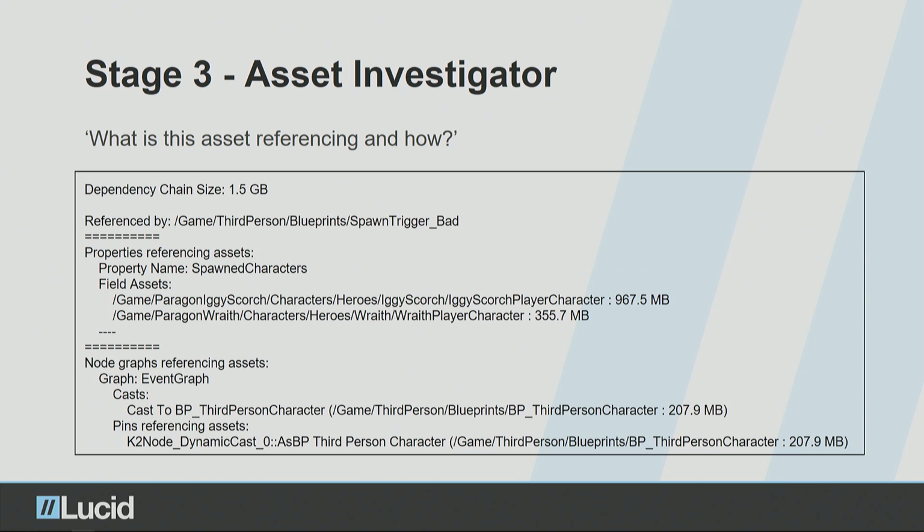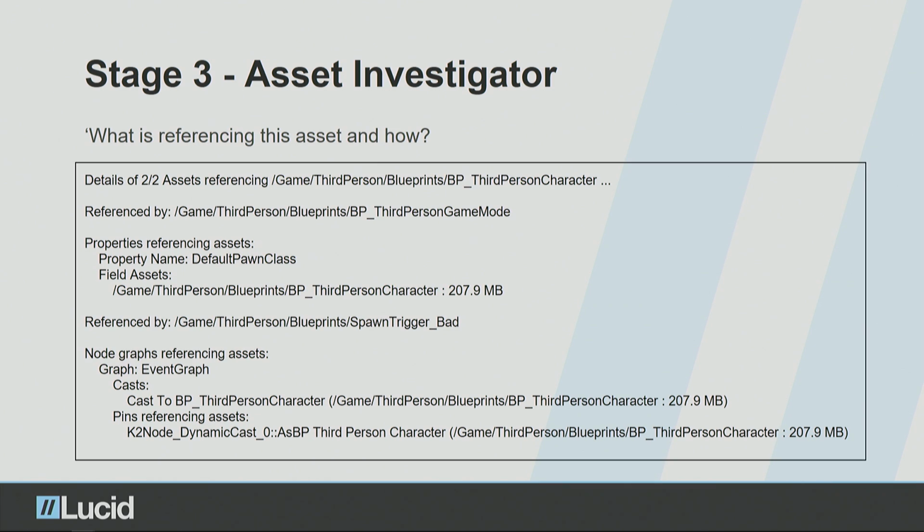And then we've got something here too, in the actual blueprint graph, so we've got the event graph, and we've got a cast there, and then we've got the actual cost of the reference there. And there's also a pin as well, because it's the output pin of the cast node, essentially.